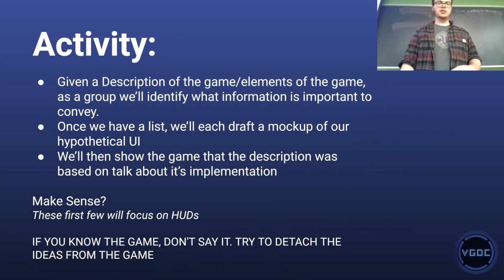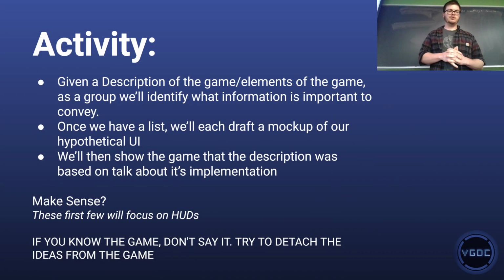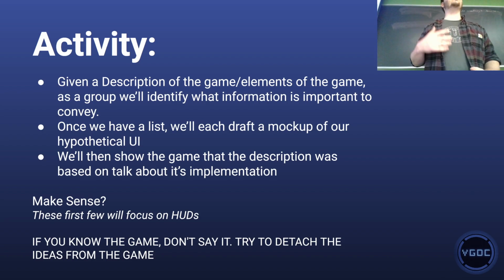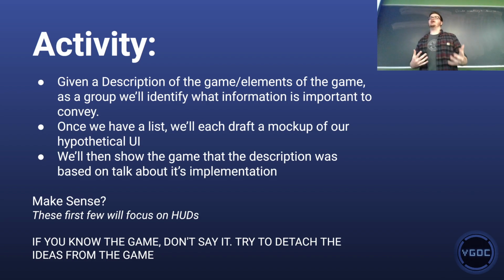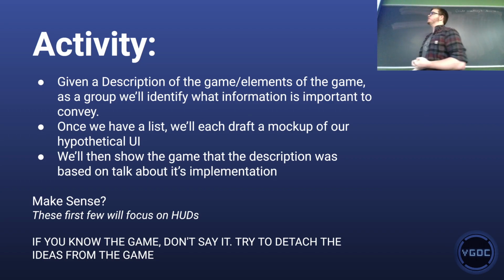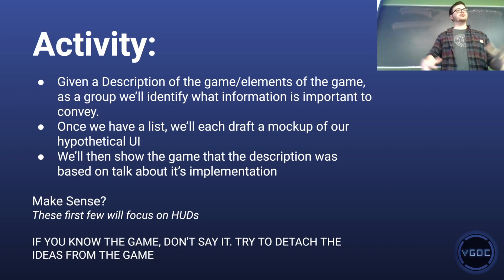So with that in mind, this is going to be the bulk of our workshop, but we're going to be doing an activity. I'm going to give you a description of a pre-existing game, and I'm just going to describe the elements that make up that game, or at least that menu of that game. And as a group, we'll identify what information is important to convey for that genre, and some specific things that game loop will have in it per game. So we'll make these lists, and then we'll each kind of make a group little mock-up.